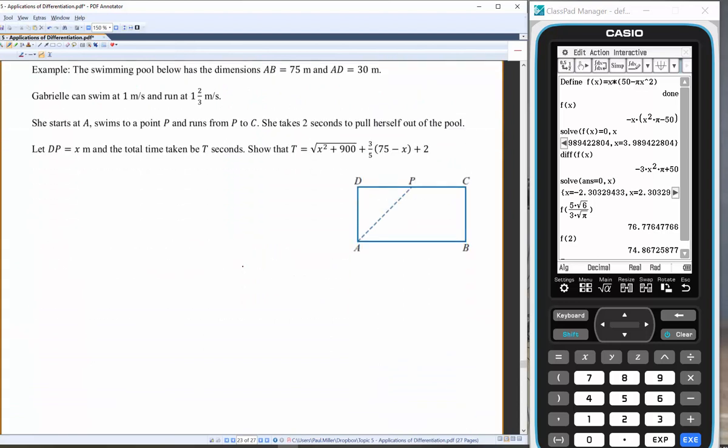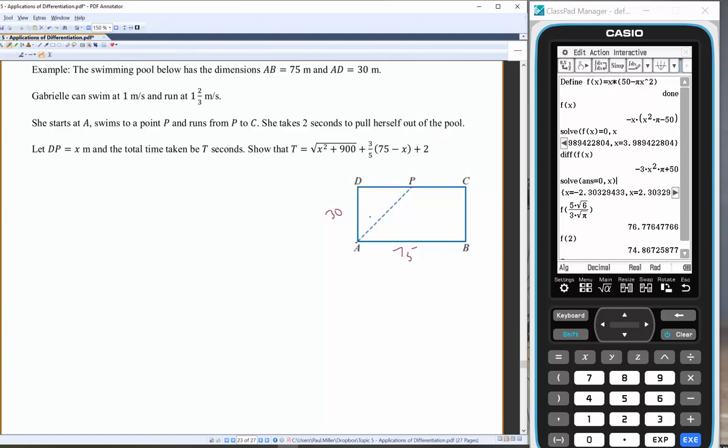Okay, the hits keep on coming. This is not an easy one either. Got a swimming pool here, dimensions AB 75 meters, AD is 30. Gabrielle can swim at 1 meter per second, run at 1 2/3 meters per second. She starts at A, swims over to here, so this is the swim leg, and then runs from P to C. She takes 2 seconds to get out of the pool.